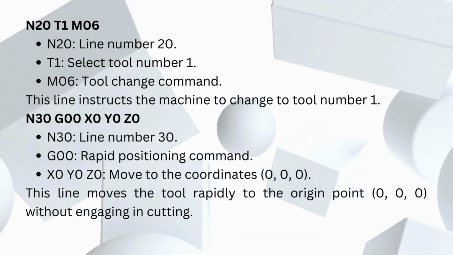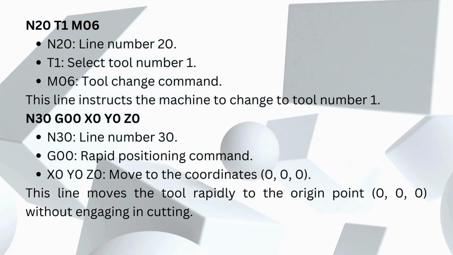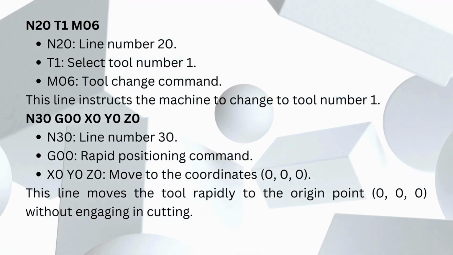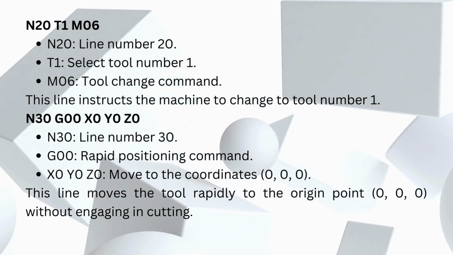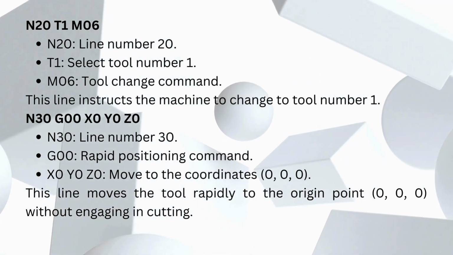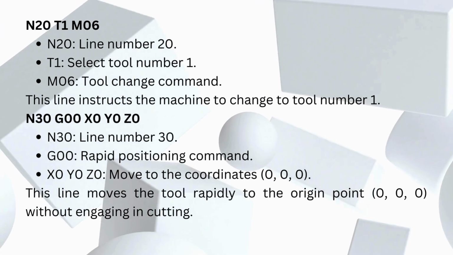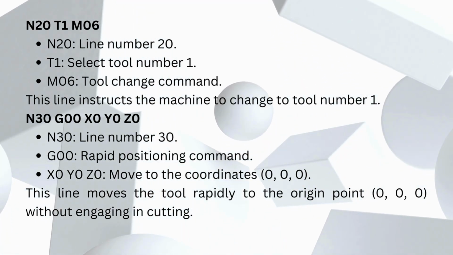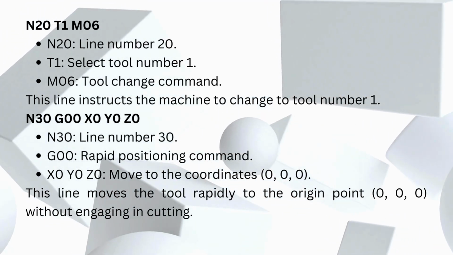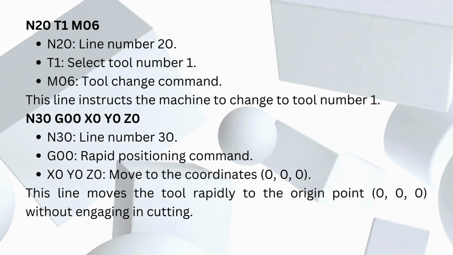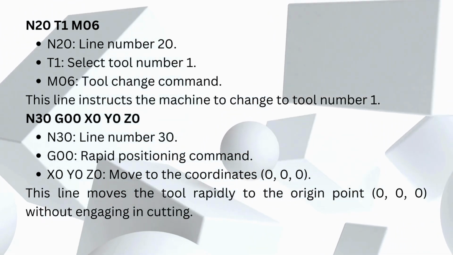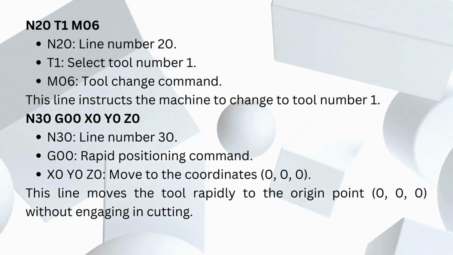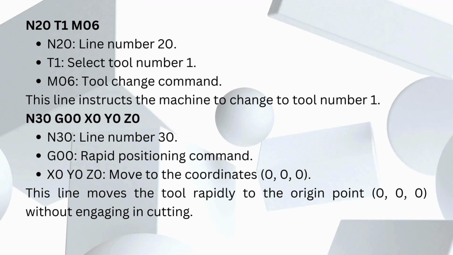N20, T1, M06. N20, line number 20. T1, select tool number 1. M06, tool change command. This line instructs the machine to change to tool number 1. N30, G00, X0, Y0, Z0. N30, line number 30. G00, rapid positioning command. X0, Y0, Z0, move to the coordinates 0, 0, 0. This line moves the tool rapidly to the origin point 0, 0, 0 without engaging in cutting.